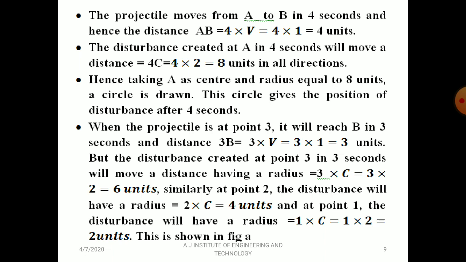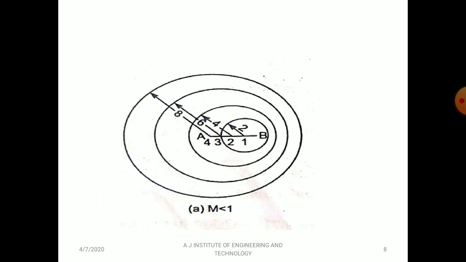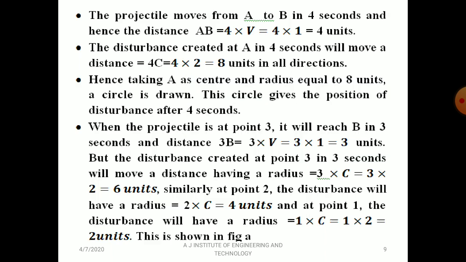But the disturbance created at point 3 in 3 seconds will move a distance, the radius, which you calculate as c into dt. The c value is 2 and dt is 3, so 2 into 3 is 6 units. Now, taking 3 as the center point, draw one circle with a radius equal to 6 centimeters. That shows the propagation of the disturbance.